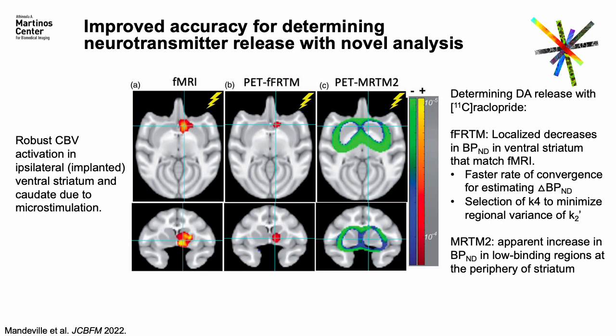When it comes to determining dopamine release with C11 raclopride, we found that a new model that required a forward model implementation of a full reference tissue model really was able to capture robust changes that are localized to small areas and allowed faster convergence for estimating binding potential changes, compared to standard models like the MRTM2, which sometimes show an apparent increase in low binding regions.